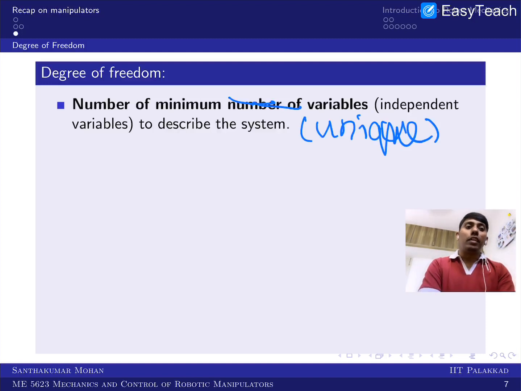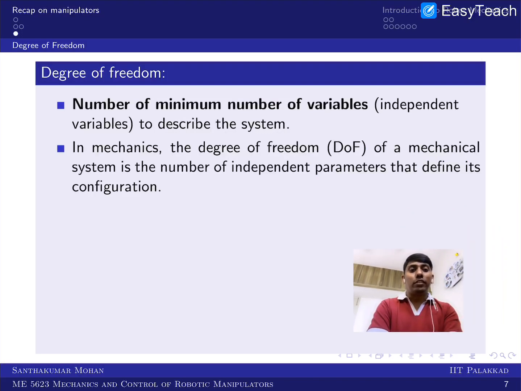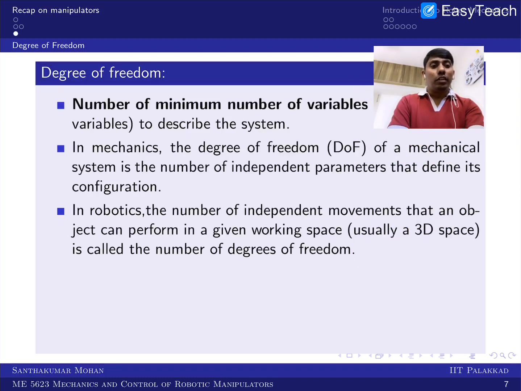So in that sense, in mechanics, the degree of freedom of a mechanical system is the number of independent parameters that define its configuration. We are following the mechanics aspect. In robotics, it is again the independent parameter, but here it is a motion system: the number of independent movements that an object can perform in a given workspace, usually a 3D workspace. That is what we call the number of degrees of freedom.